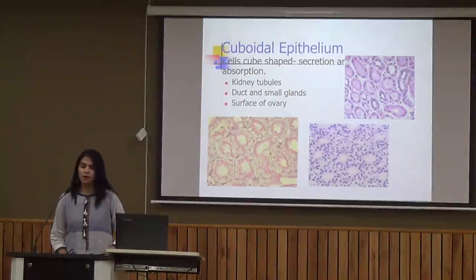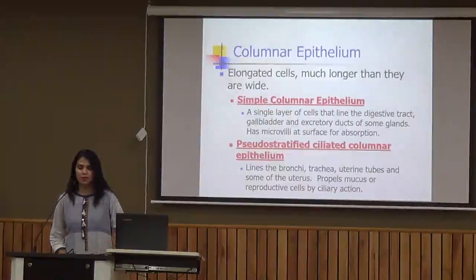Now what is the location of cuboidal epithelium? The cells are cube-like as the term indicates. The location is kidney tubules, ducts of the glands and the surface of the ovary. Mechanical support is the basic function. Then the next and last category of epithelium is columnar epithelium. Now these cells are elongated cells. They are much longer than they are wide. That is the structure of columnar epithelium.